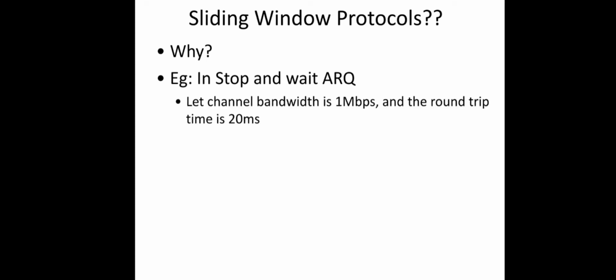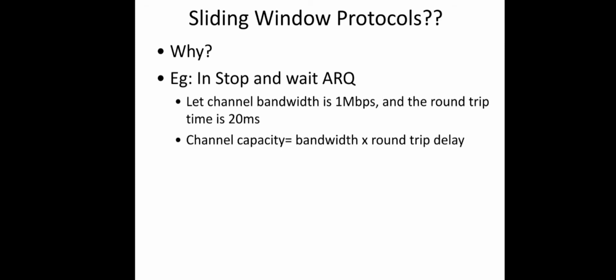So let us think about an example. Assume that the channel bandwidth is 1 megabit per second. In a second it can transfer up to 1 megabit. And the round trip time is 20 milliseconds. Round trip time means the time taken for the data to travel from A to B and the corresponding acknowledgement from B to A. The total time for this is called round trip time.